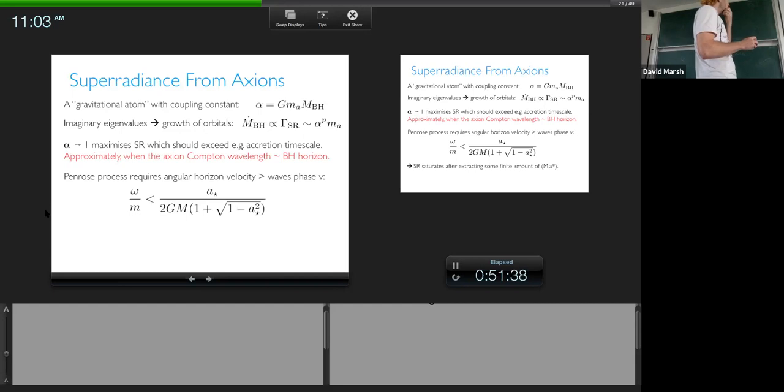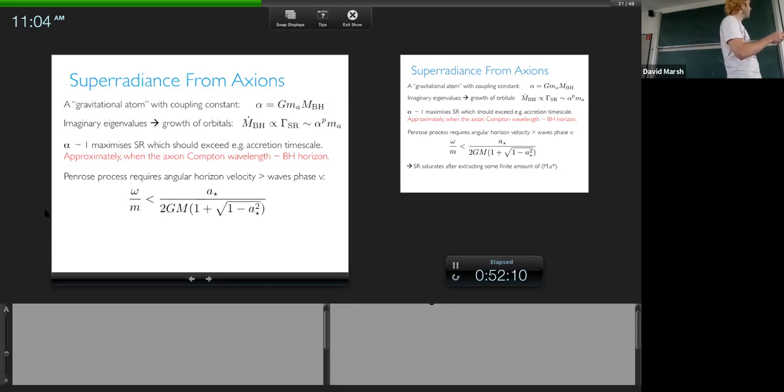Okay, but the Penrose process itself requires that the angular velocity of the horizon is larger than the phase velocity of the waves propagating inside it. So the phase velocity of the waves is given by the magnetic quantum number m, and omega now is our energy eigenvalue. So we only have our exponential growth when the following condition is satisfied: a star the dimensionless spin, m the black hole mass, and small m the magnetic quantum number.